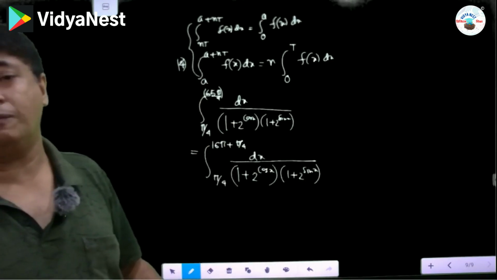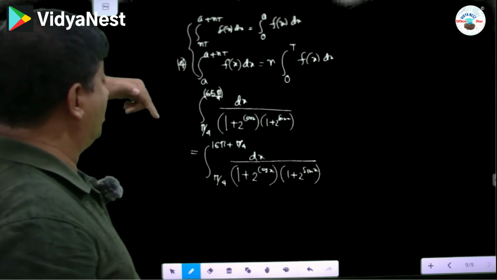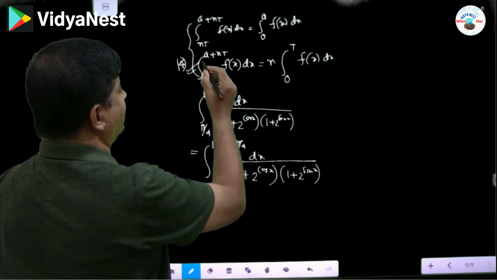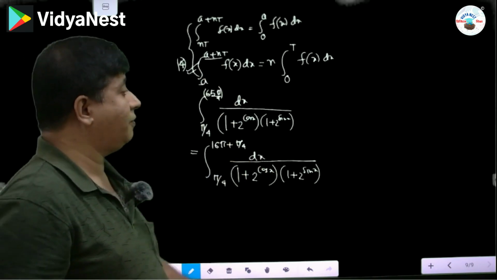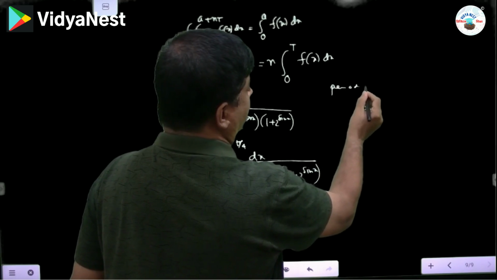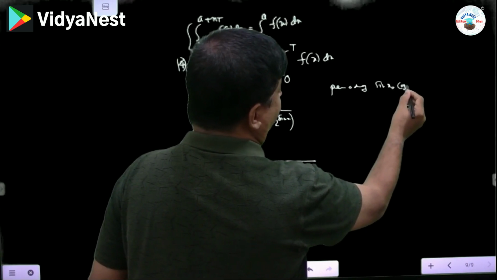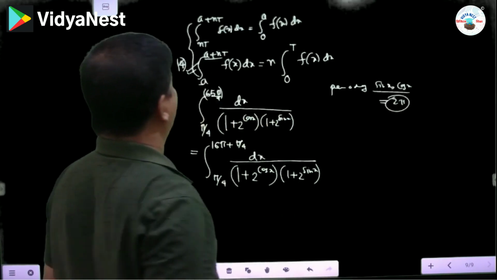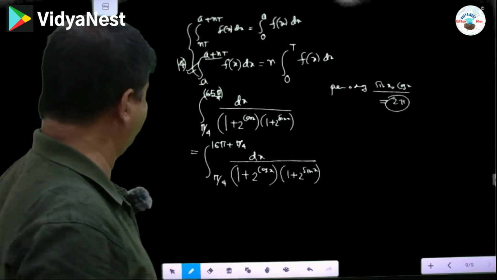Now, how are we privileged by this? Out of these two formulas, which formula refers to this? That formula: a to a plus nT. What is the period of sin x and cos x? In the early stage of class 11 you are taught 2 pi. So it is somehow related to a periodic function.